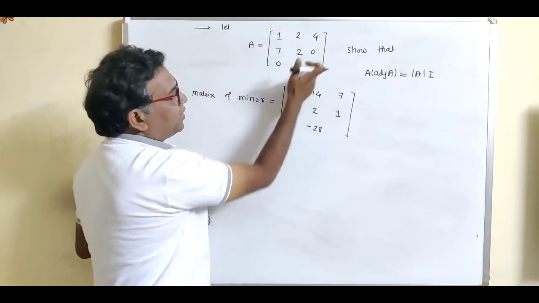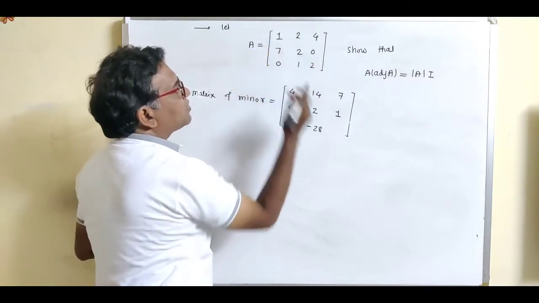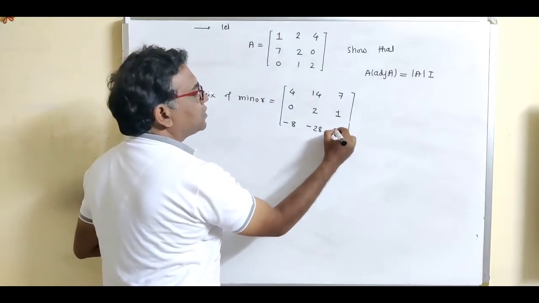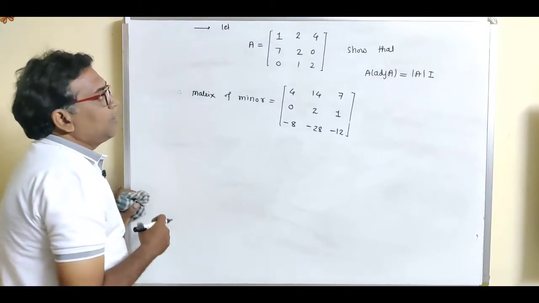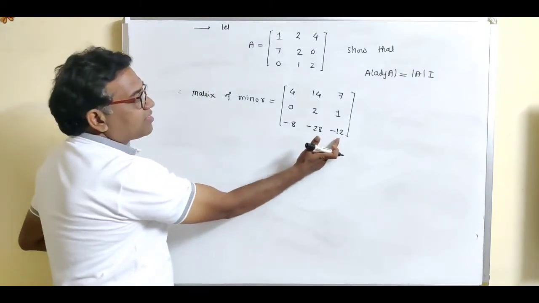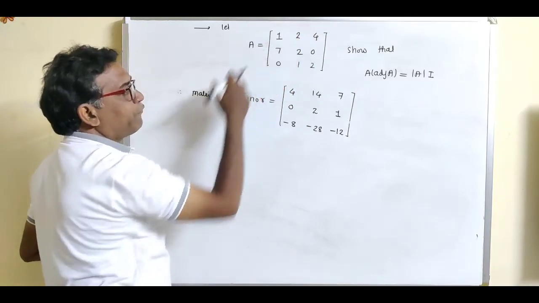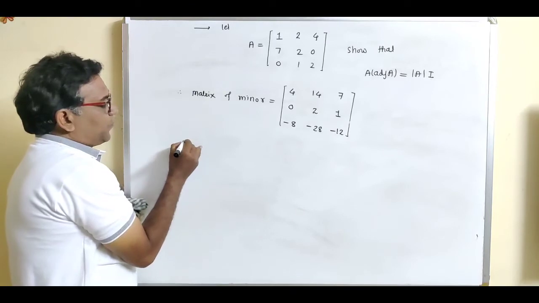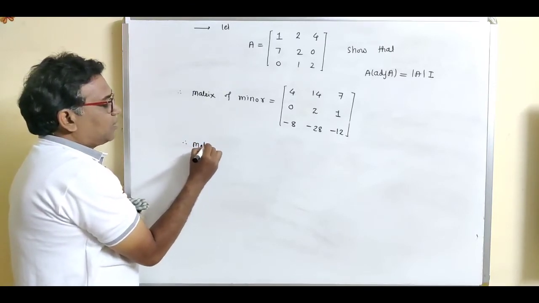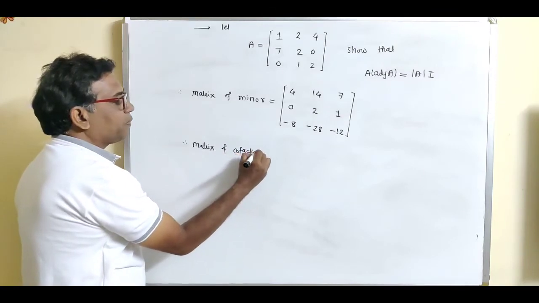Take this last element, delete the corresponding row and corresponding column. 2 minus 14, this is minus 12. This is the last element, delete this row and delete this column. So 2 minus 14, that is minus 12. So from the matrix of minor, this is the next step: find out the matrix of cofactor.